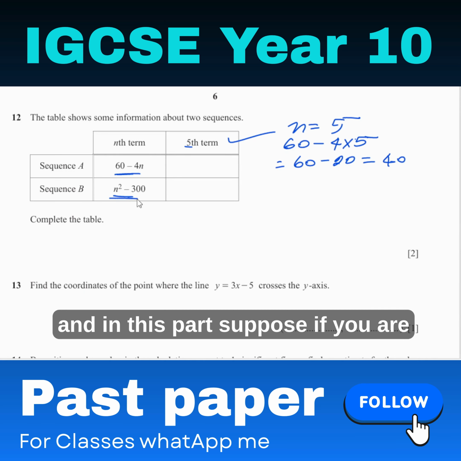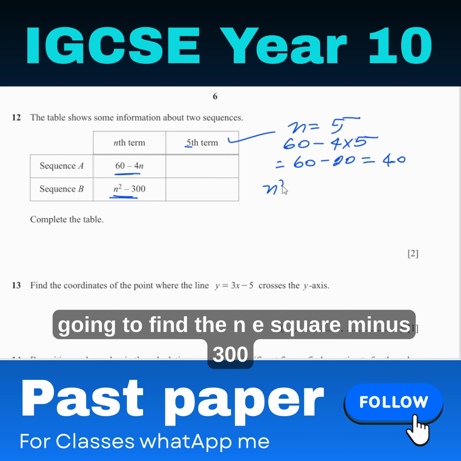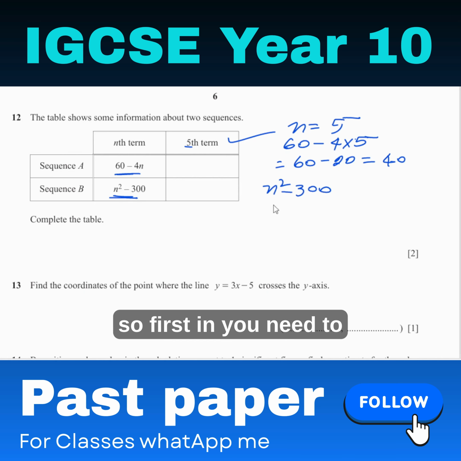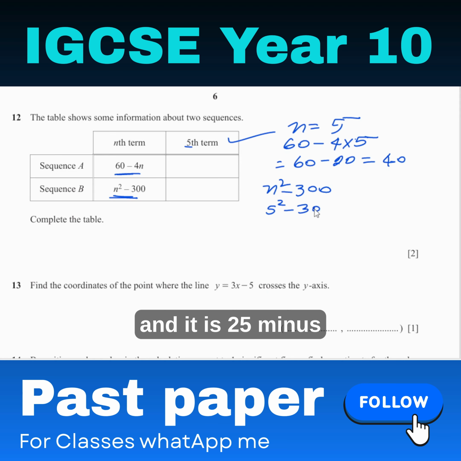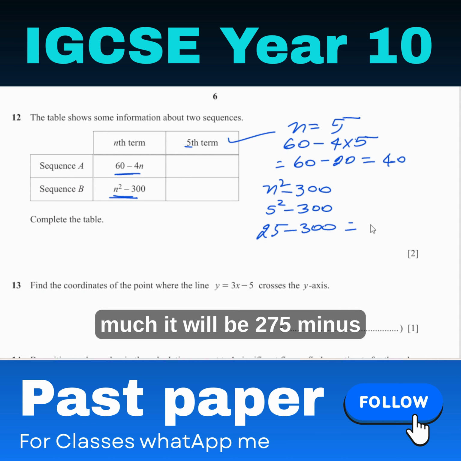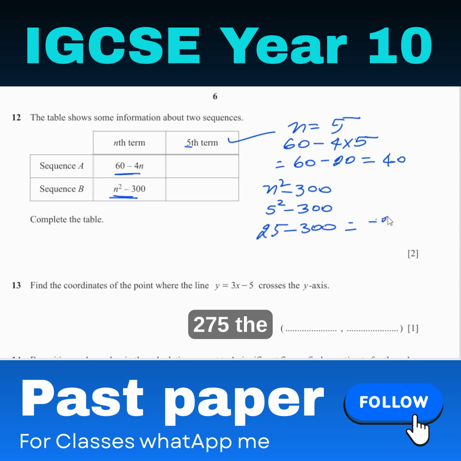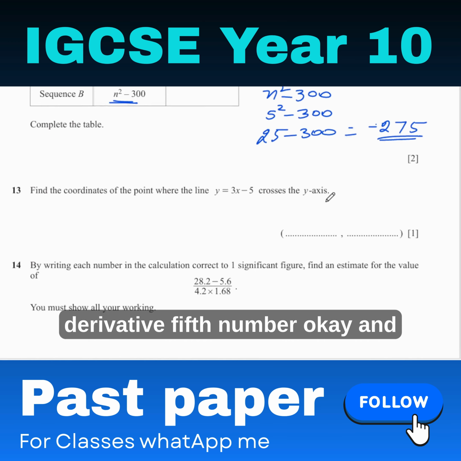And in this part, suppose you are going to find n square minus 300. First you need to put the value here, that is 300, and it is 25 minus 300. So how much? It will be 275 minus, that is 275. That will be the fifth number.